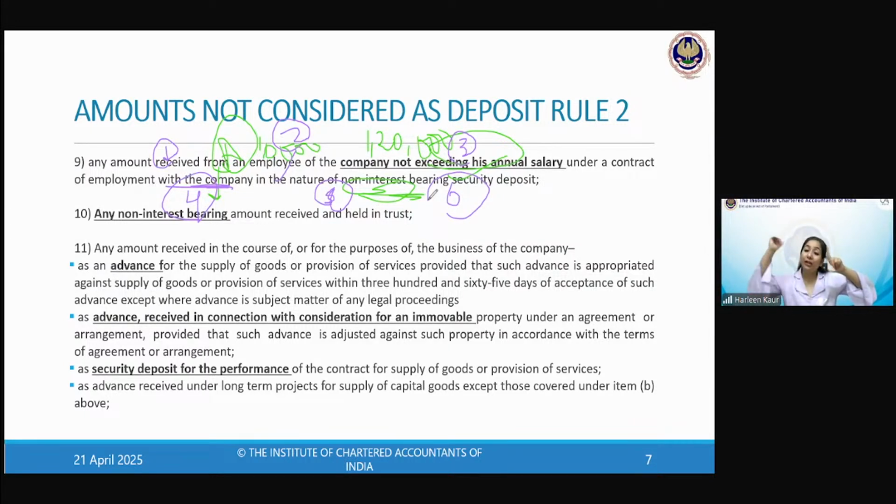Amount received from a friend of an employee. Yes, it is a deposit because it is not mentioned. Amount received from an employee, yes, first condition. It is not more than his annual salary, satisfied, 1,10,000. He is in the employment, yes, ma'am. Are you giving interest? Yes, but it should have been non-interest. So if we have given interest, what will it become? Now it becomes a deposit. Is it clear to everyone?